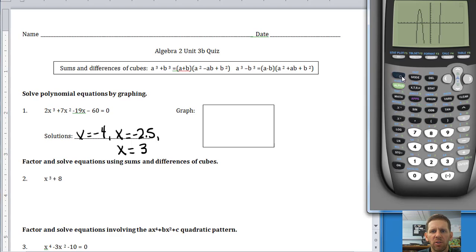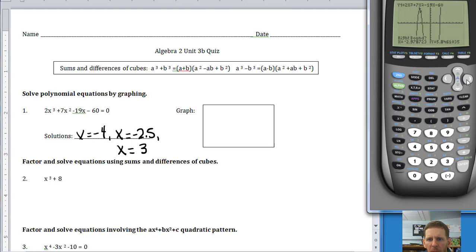So if you go to second trace, choose the 0 option. It's number 2. And it's going to say left bound. I'm going to move my cursor to the left until it looks like it's right at about negative 2.5. I'm right about there. And where it says left bound, I'm going to move my cursor a couple spaces to the left of this point. I'm going to hit the enter button.